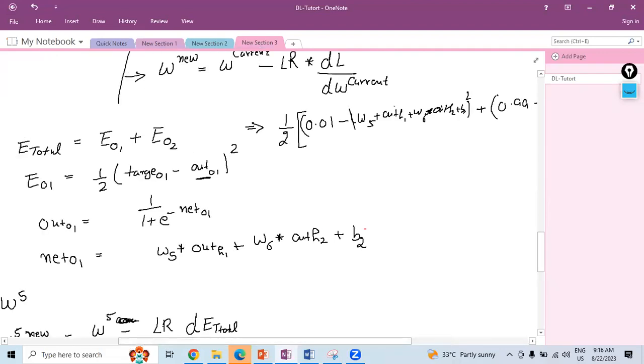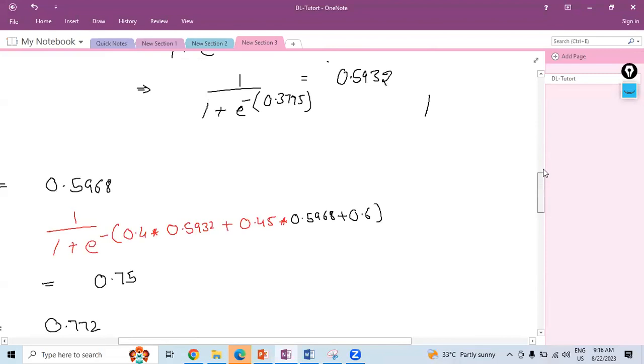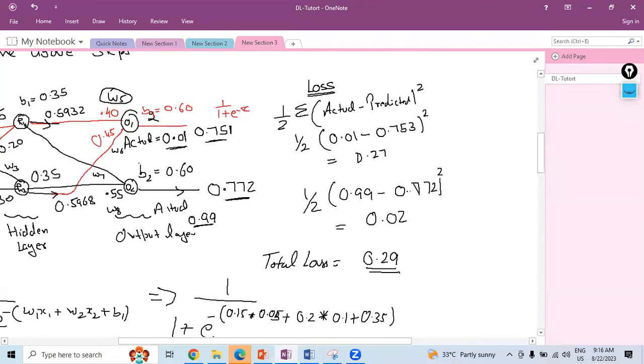Sir, can you explain what are W5, W6, W7, W8? Yes. These are my weights. So W5, I put it for the weight coming to the O1, and W6 is this one. W7 and W8 are for the O2, and for the O1 it is W5 and W6.